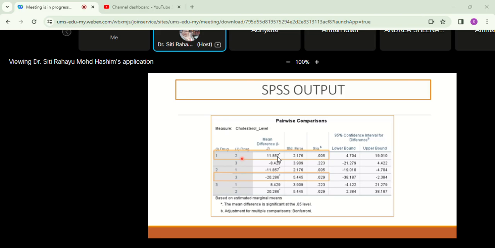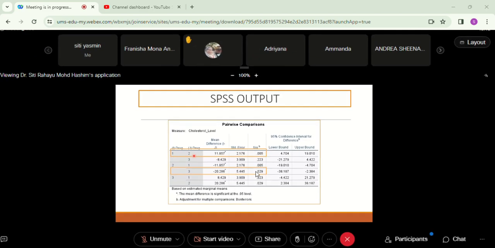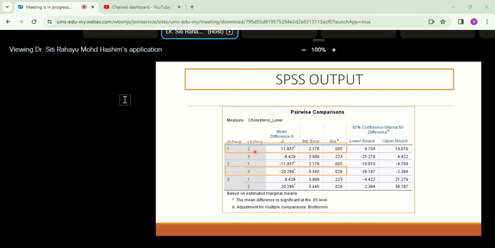Franisha Mona? Which one is better, Franisha Mona? Unmute yourself. I think drug 2. Yes, drug 2. Because it means that drug 2 will give a significantly lower cholesterol level compared to drug 1. That's what it means by this multiple comparison.